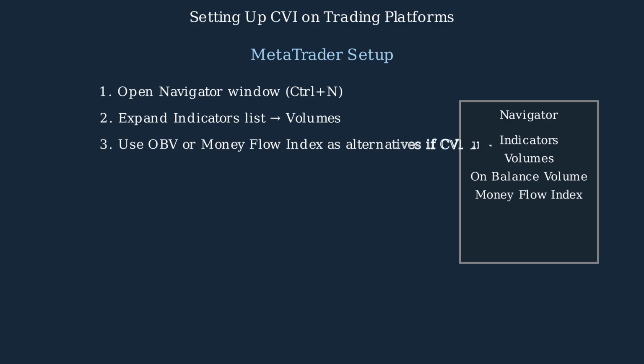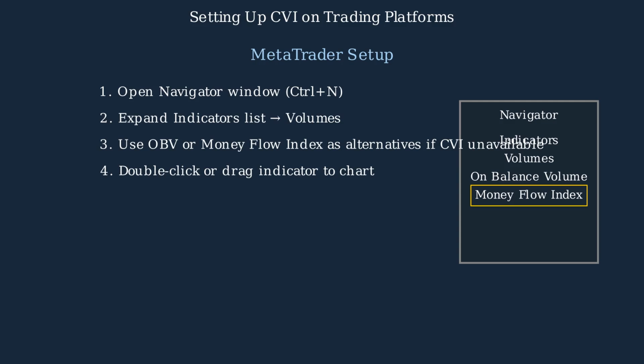MetaTrader doesn't include CVI by default, so you'll need to use alternatives like On-Balance Volume or Money Flow Index. To add the indicator, simply double-click it or drag it onto your chart. You can adjust the period and other settings in the Indicator Properties dialog.